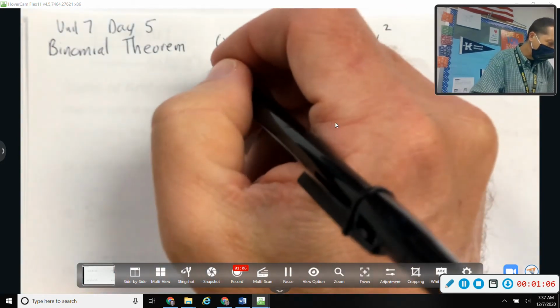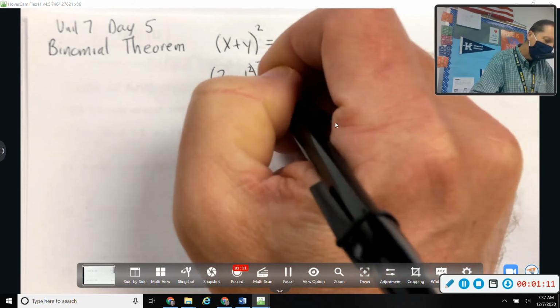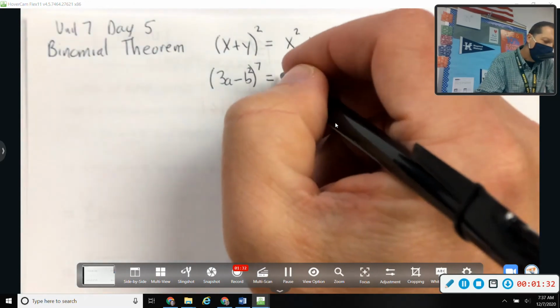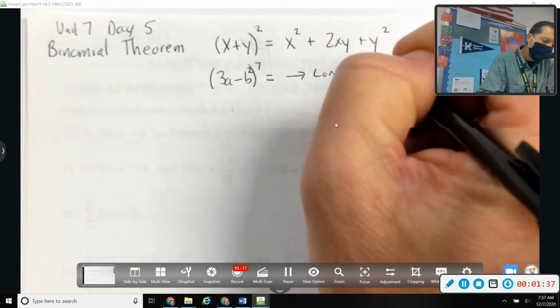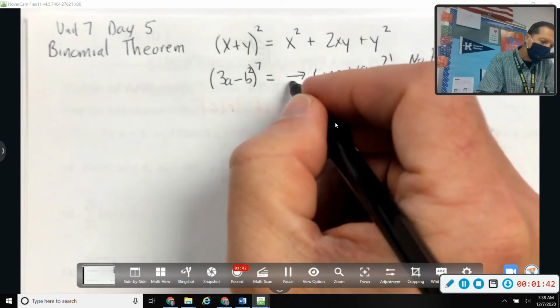But what if we had something like 3a minus b squared to the 7th? I really don't want to FOIL that out 7 times. Like we could, and it would still work. 3a minus b squared times 3a minus b squared, FOIL that out, get an answer, then multiply by another one, and another one, and another one, and so on. So you could do it the long way, but long way, no thank you. That would take forever. It would work, it would just take forever.